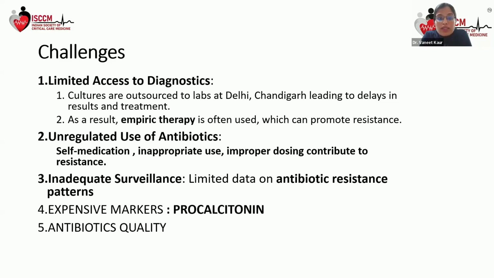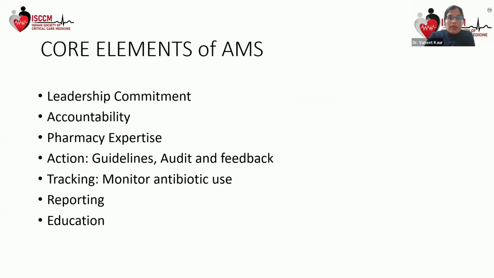Then third is inadequate surveillance, limited data on antibiotic resistance patterns, expensive markers like procalcitonin, and antibiotic quality, as generic drugs are being prescribed. We try to use the drugs that are of good quality, but these are the factors that we face in the resource-limited setup.